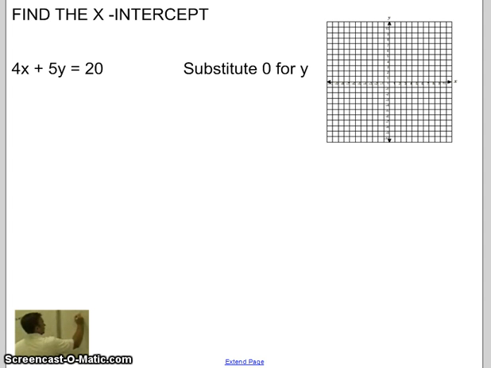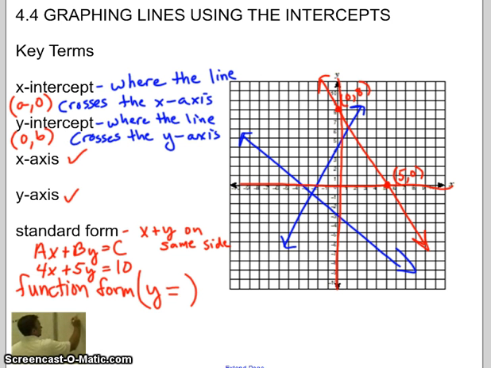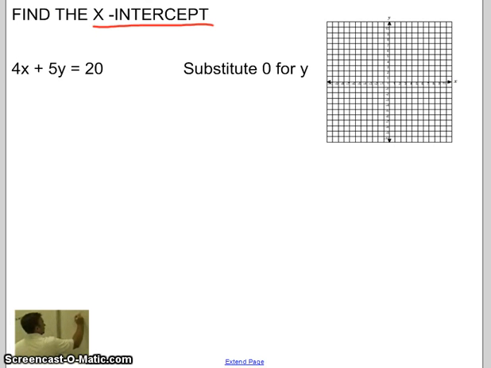Find the x-intercept. I want to find the x-intercept for this line, so I'm going to substitute in 0 for y, because what we learned before is if I want to find the x-intercept, y has got to be 0. So I'm going to substitute the value of 0 for y, and then solve for x.